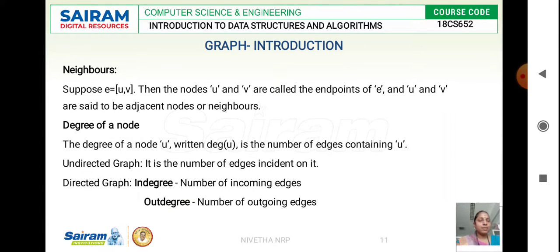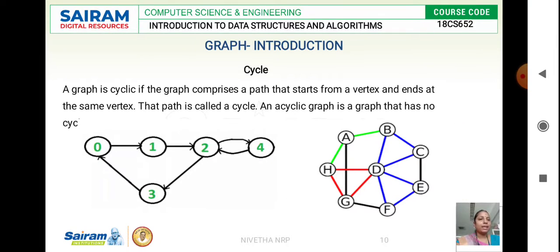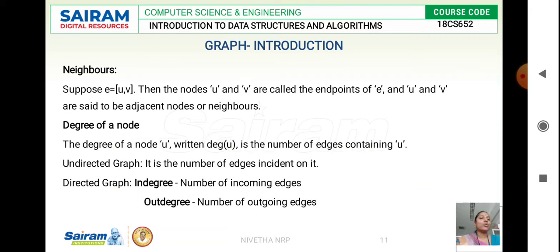Next is neighbors. Neighbors are the nodes surrounding a node. For example, for B the neighbors are A, D, C. For D the neighbors are C, E. For G the neighbors are H, D, F. The adjacent nodes you call neighbors. Then we have the degree of a node.